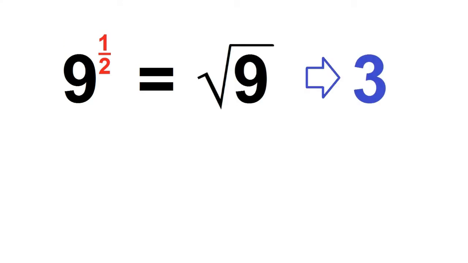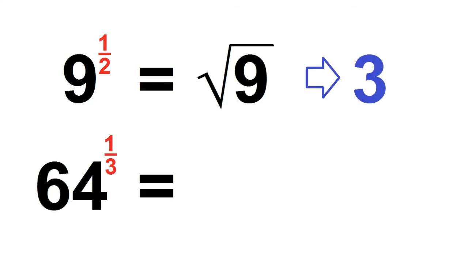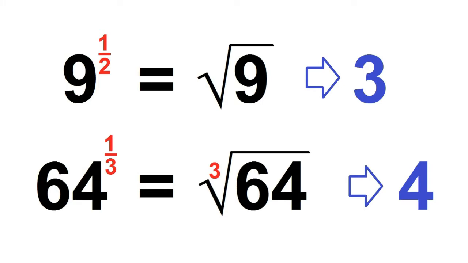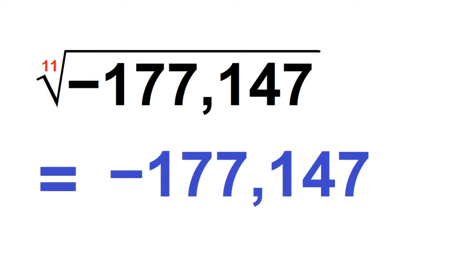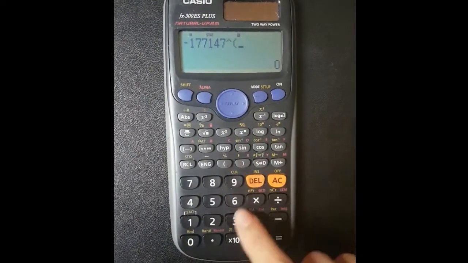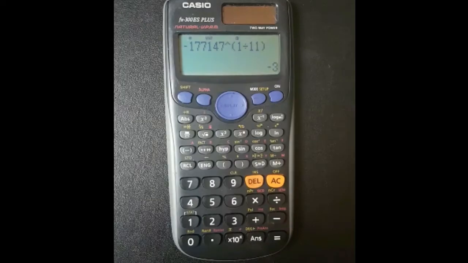If you want the rule though, here it is. A to the power of 1 over n is basically another way of writing the nth root of a. So 9 to the power of a half means the square root of 9. 64 to the power of a third means the cube root of 64. What this means is, if you want to find, say, the 11th root of negative 177,147, we could write this as negative 177,147 to the power of 1 over 11. And this is what we'd put into the calculator in order to find the answer.